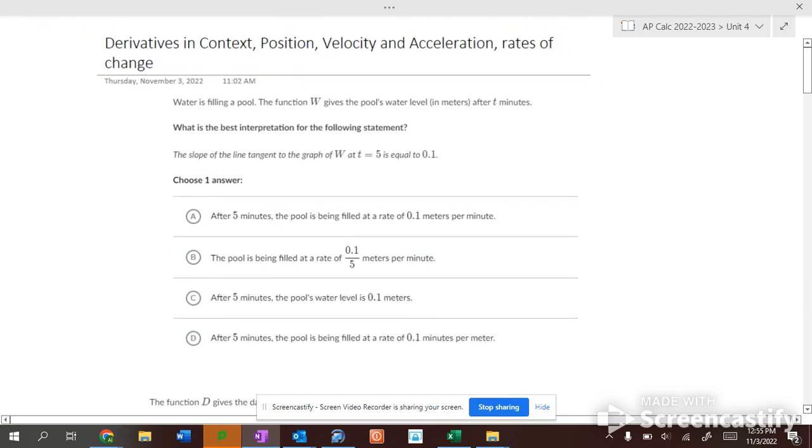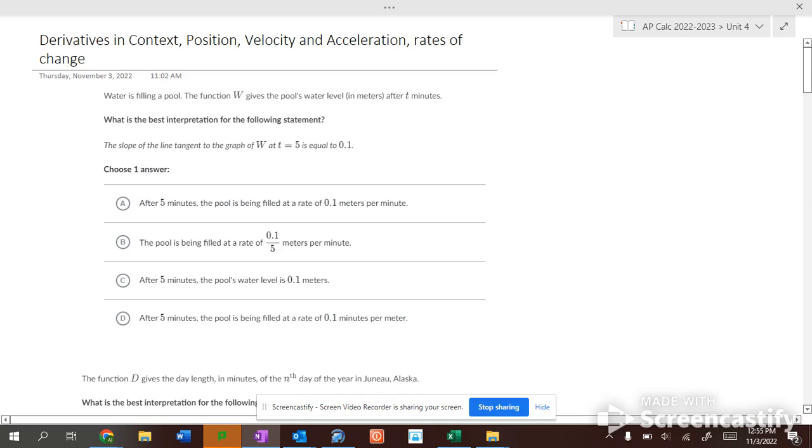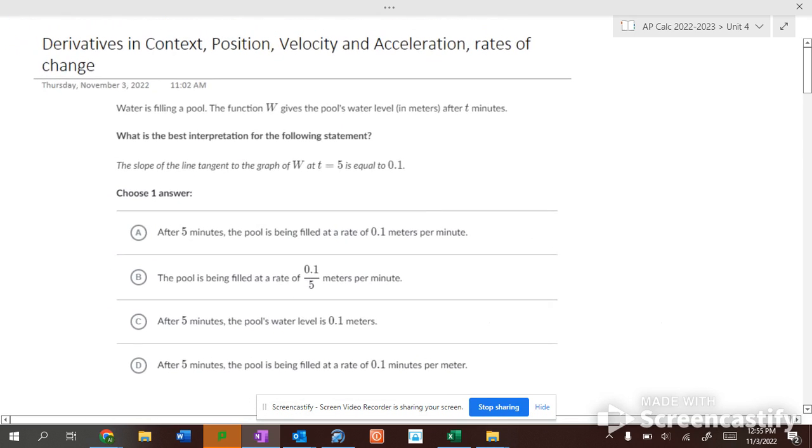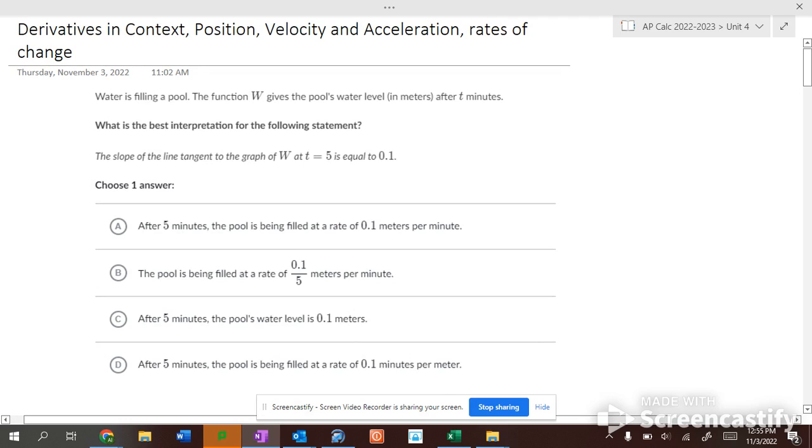All right. Here we go. Derivatives in context. Okay. Classic. A calculus problem. Water is filling a pool. The function W gives the water pool level in meters after 10 minutes. What's the best interpretation of the following statement? The slope of the line tangent to the graph of W, the water filling the pool, at t equals 5, time equals 5, equals 0.1.